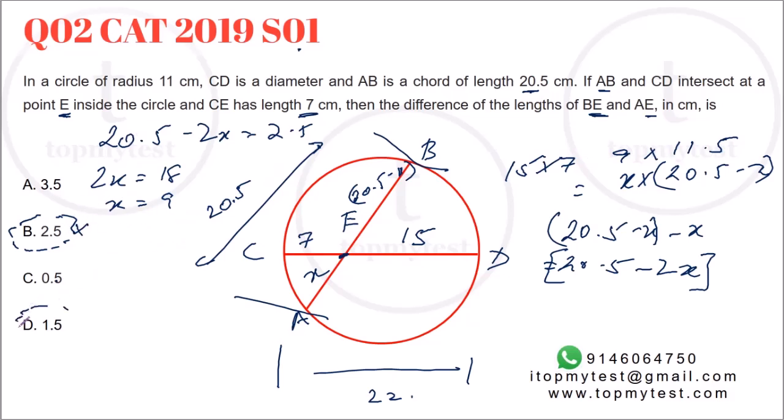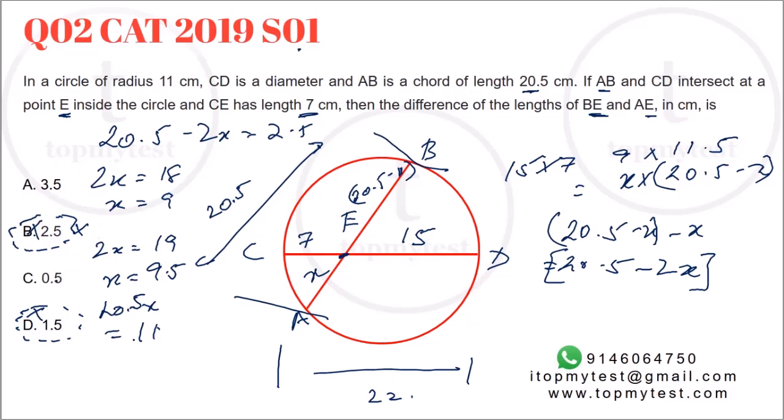Okay, let's try 1.5. If you put this as 1.5, then 2x will be equal to 19, so x should be equal to 9.5. Right, so 20.5 minus 9.5 should be equal to 11. Now 11 into 9.5 does not have any multiple of 3, so this is also out. So you're left with either 3.5 or 0.5.